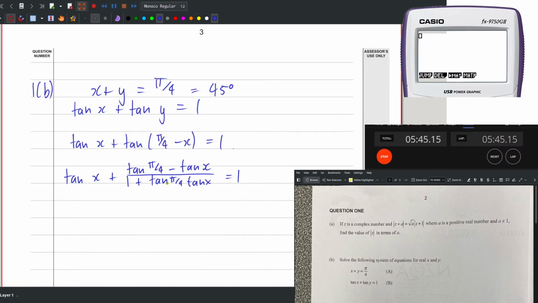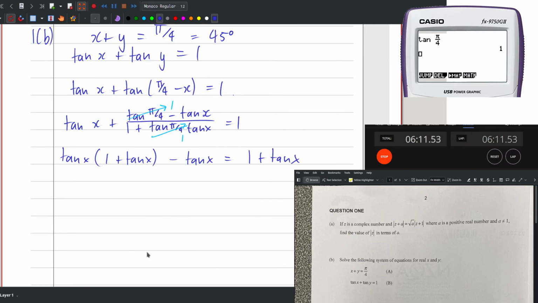So you can just solve that easily. Also, tan pi on 4 is 1, I'm pretty sure. Let me just check. Yeah, that's just 1. Okay, so that just drops out. Cool. So tan x, 1 plus tan x, minus tan x equals 1 plus tan x. Wait, this is kind of weird. Whatever, let's just keep going. So tan squared x minus tan x plus 1 equals 0. That doesn't seem right.